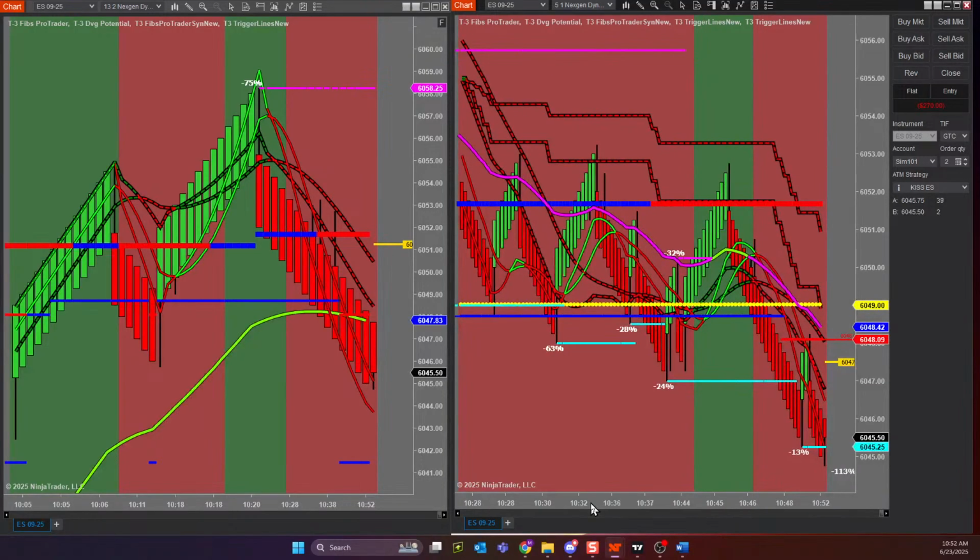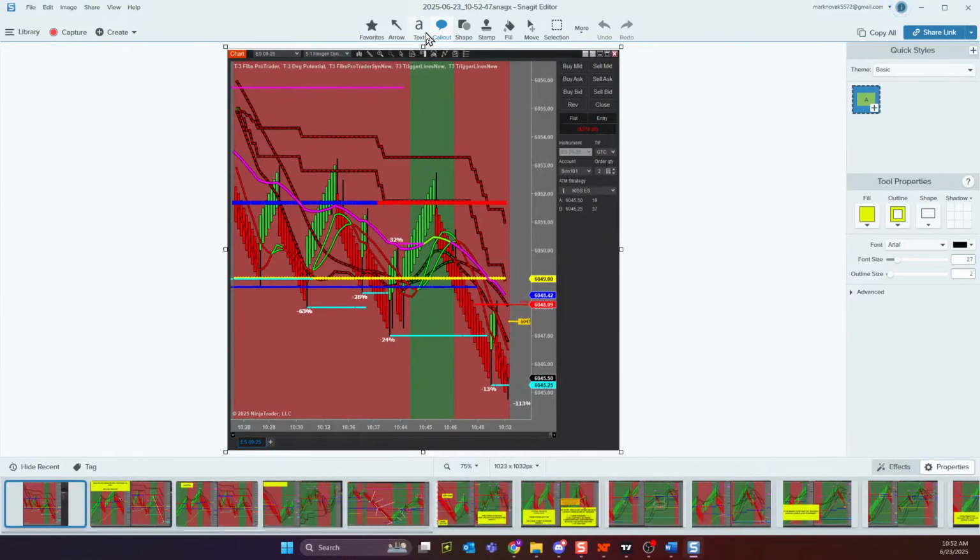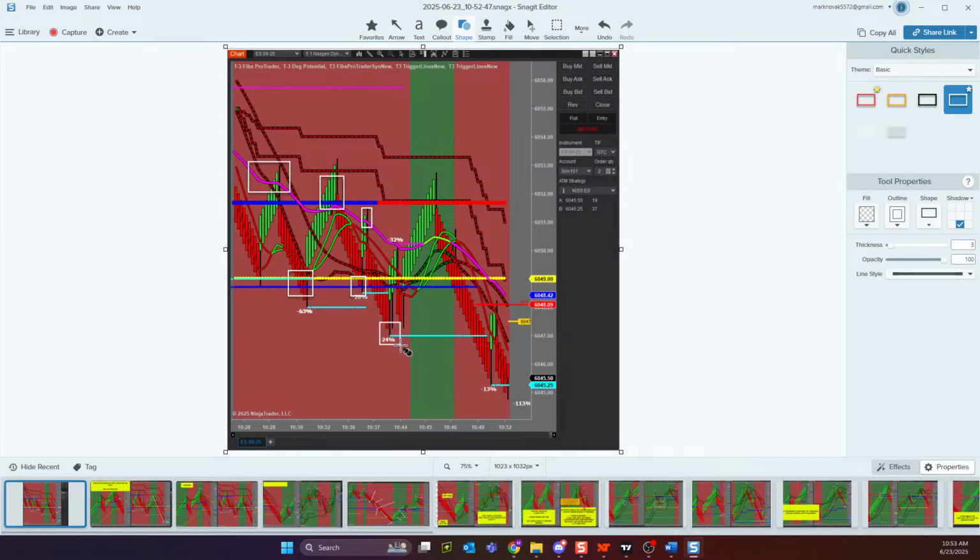One of my favorite things is I had a guy post in the room once a long time ago. He said, yeah, Mark, I took this short. I took this short right here. And then I exited right here. And then I took this short right here. And I exited right here. And then I took this short right here. And I exited right here, because I knew that divergence was going to print.